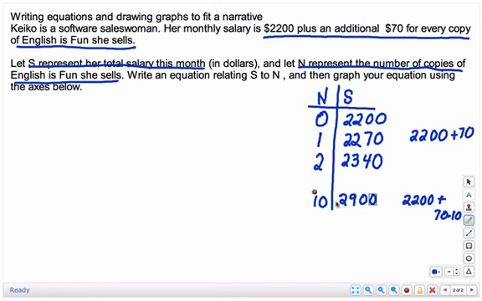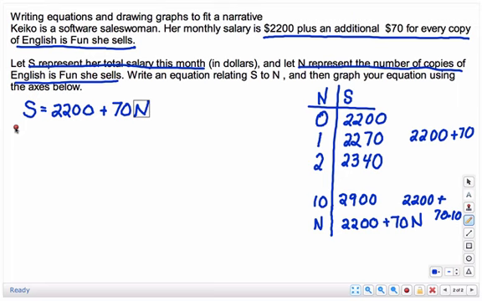Okay, so now you actually have enough information to come up with the equation, because this is giving you a big clue. What are you doing? What if I replace this 10 here with N? Then the amount of salary would be $2,200 plus 70 times N. And this is actually the equation you're going to write. S, the salary, equals basically the flat rate, the $2,200, plus $70 times the number of books. So here's the equation.